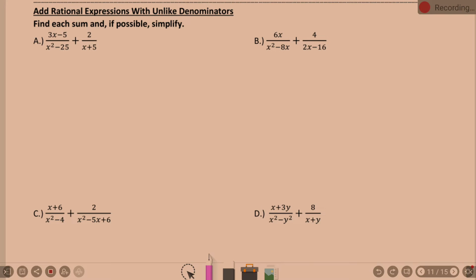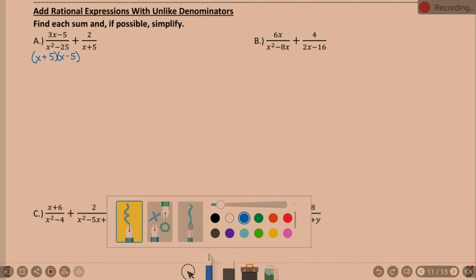Your number one thing needs to be factor anything you can with the denominators. Do either of my denominators factor here? Your x squared minus 25 does. What's it factor into? X and x, plus 5 minus 5. Okay. Difference of squares, right? Now, the other denominator is just x plus 5. So no factoring there.